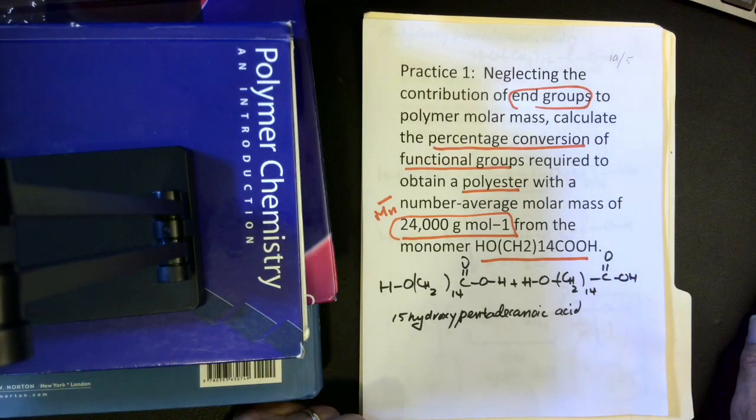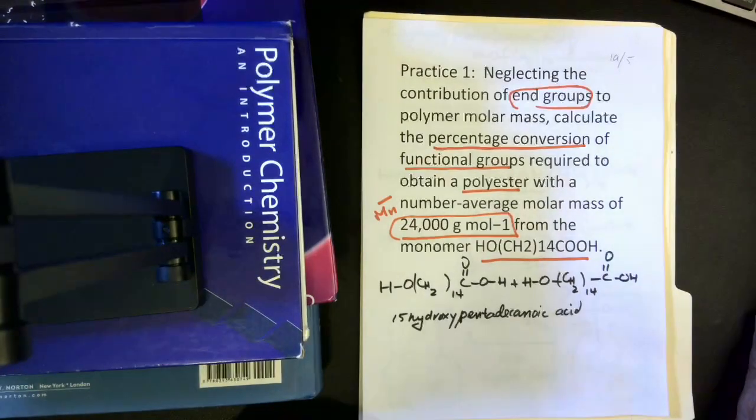Okay, so here we have a practice. Practice is we start with this monomer, right? The name for it is 15-hydroxypentadecanoic acid, which means the number of carbon is 15, 14 here, 1 here. Then the polymer we're going to make is from the same monomer. So this hydroxy acid is going to be used to make the polymer.